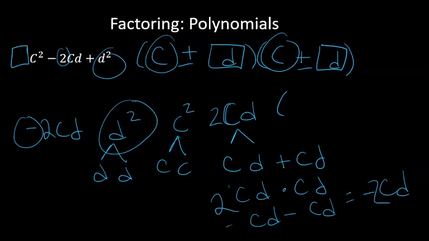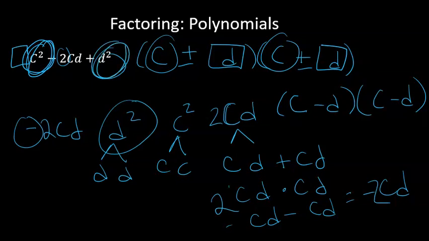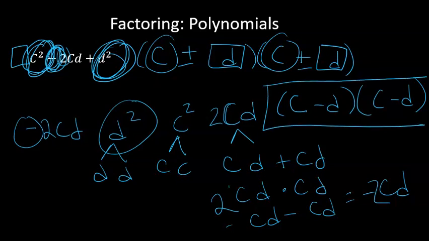So what is my final answer? It would be c minus d, c minus d, right? We got that c squared and that d squared, and we got that negative sign. So that's how I came up with this answer. This one was a little bit tricky. I hope I explained that well. I don't know if I did.